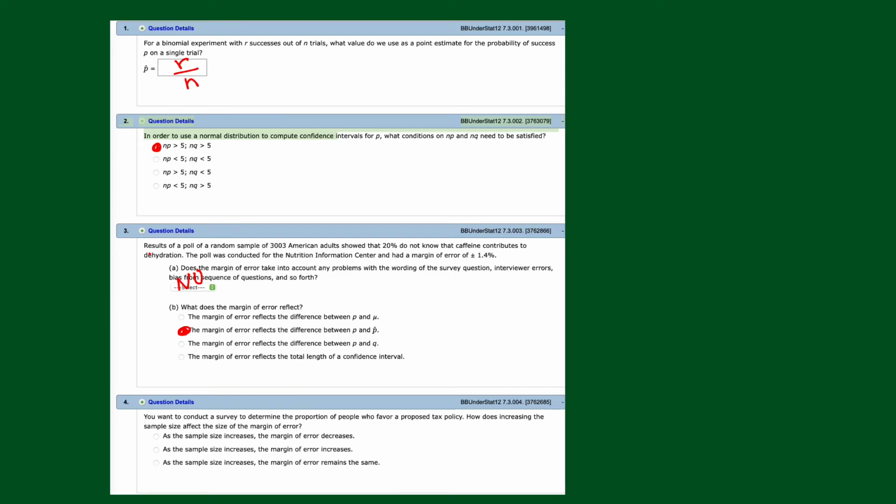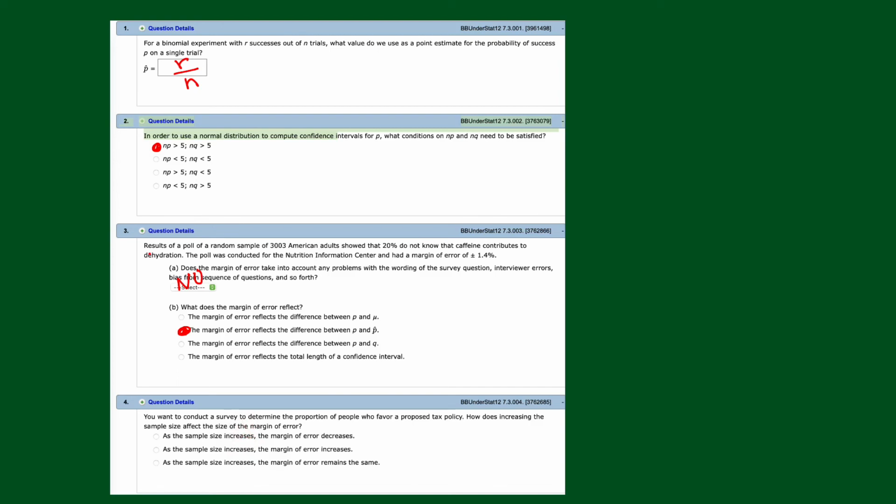And number 4, you want to conduct a survey to determine the proportion of people who favor a proposed tax policy. How does increasing the sample size affect the size of the error? As the sample size goes up, the error should go down.